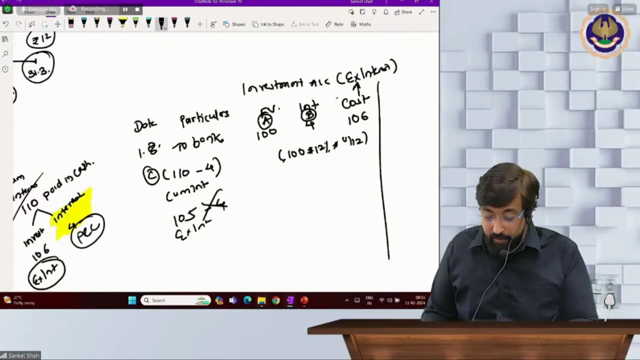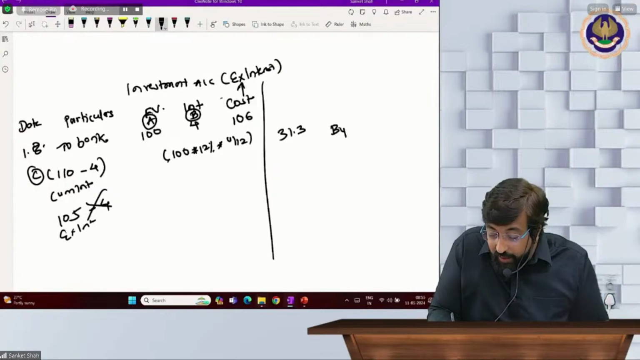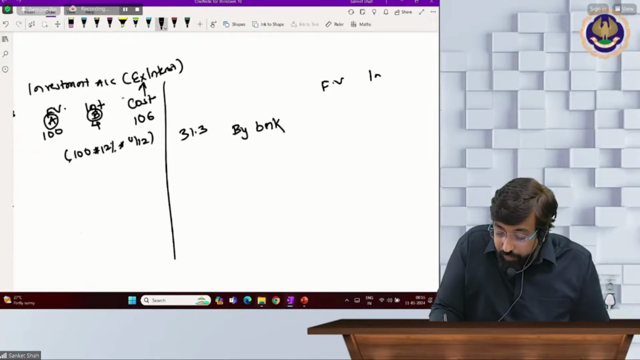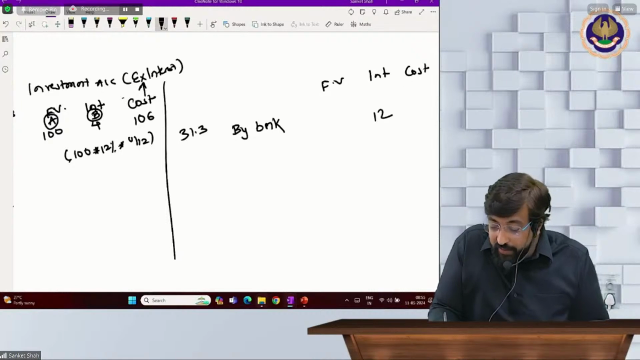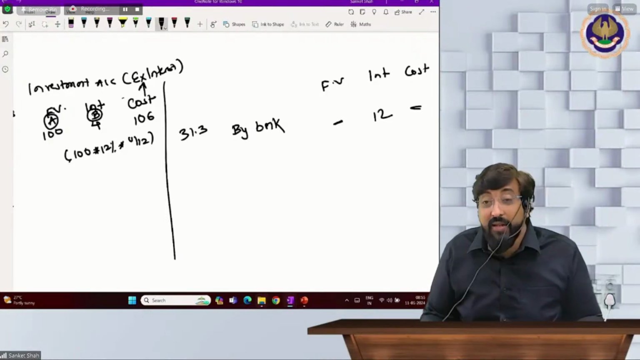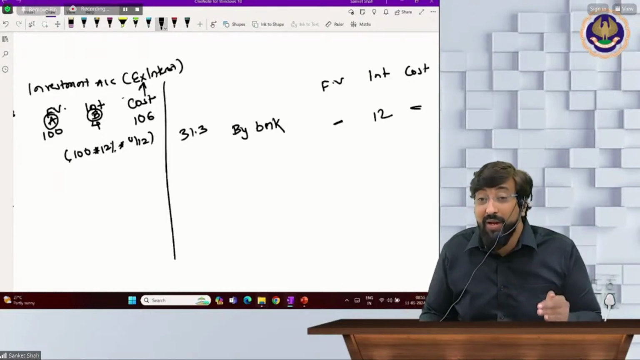Yes, sir. And now on 31st March, I will get interest, beta. How much interest will I get? 12 rupees. Siddhi is getting 12 rupees. Don't write anything in the face value and cost columns when you are getting interest. You write in the face value and cost columns only if you are buying.